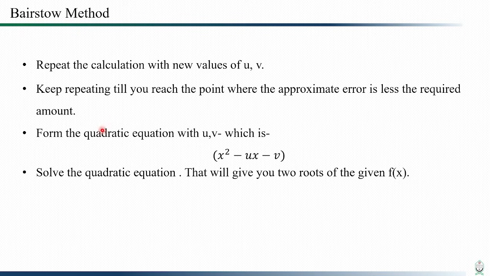That means we can now form the quadratic equation, which is x squared minus ux minus v. And if we solve this quadratic equation, that will give us two roots of the given function f. So that is the basic idea of Bairstow method.